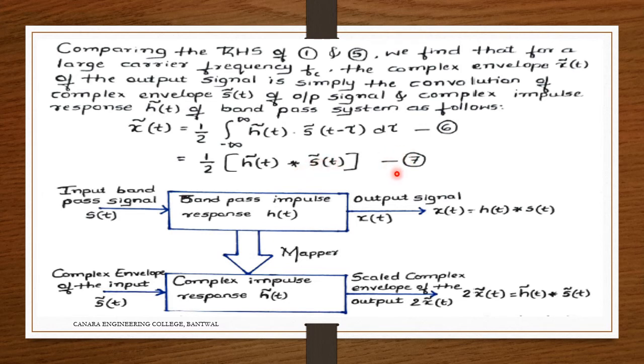That's equation 7. Now all the procedure we have done, we are representing in terms of a diagram. You can see it here.